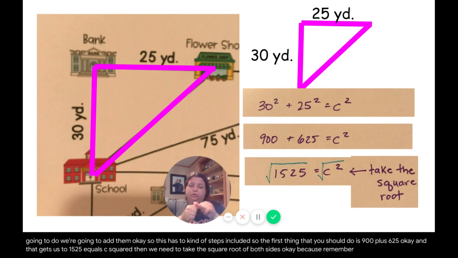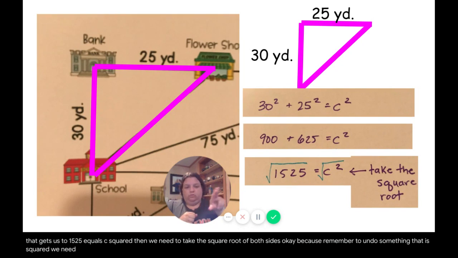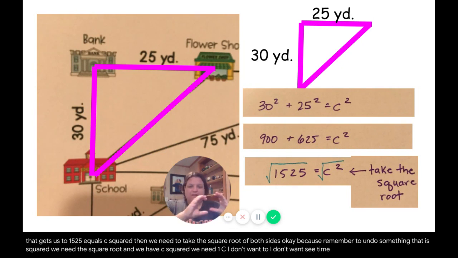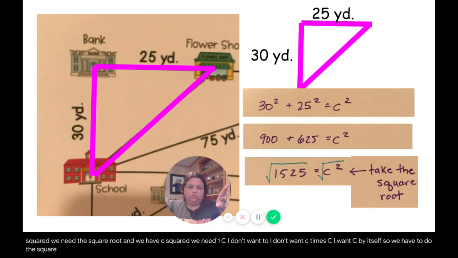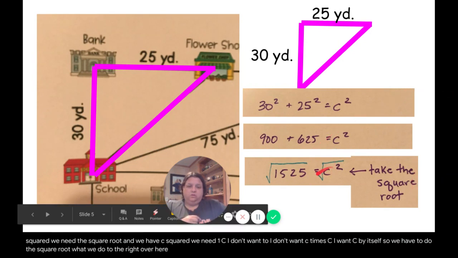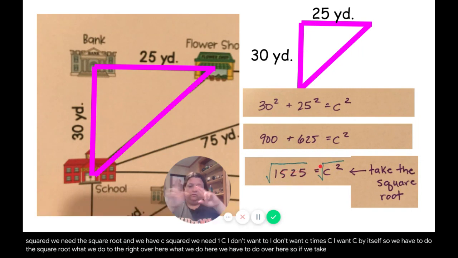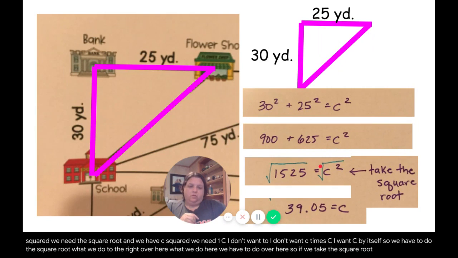Okay? Because remember, to undo something that is squared, we need the square root. And we have c squared. We need 1c. I don't want 2. I don't want c times c. I want c by itself. So we have to do the square root. What we do to the right, over here, what we do here, we have to do over here. So if we take the square root, that's what we get. 39.05.